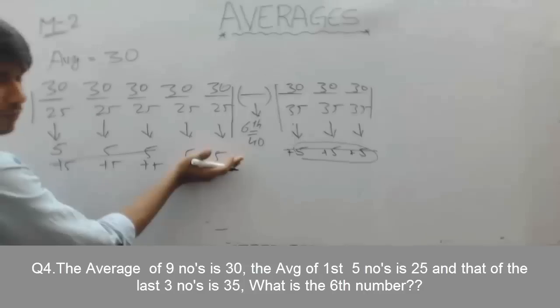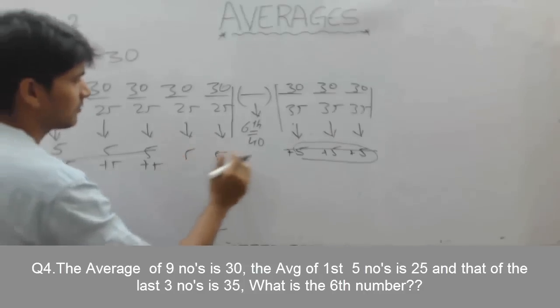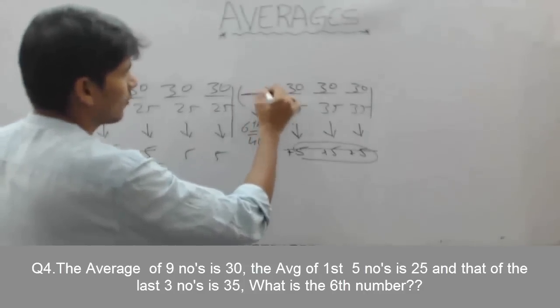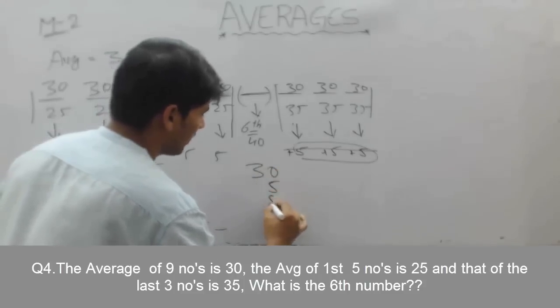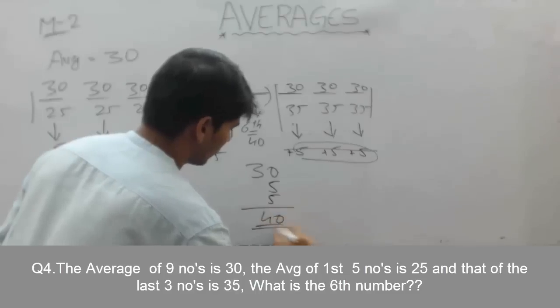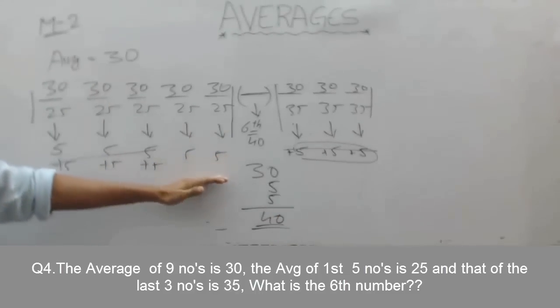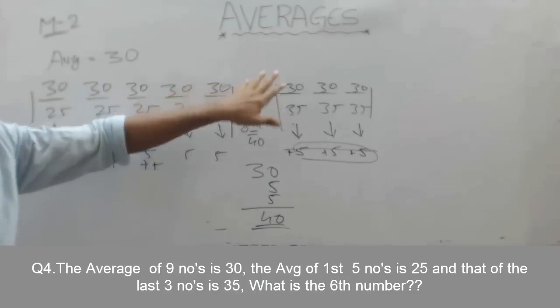So additionally what will be the 2 left numbers? 5 plus 5. And the average of the sixth number should ultimately be equal to 30. So 30 plus 5 plus 5, that is equal to 40. So it is very simple. I hope you got clarity.